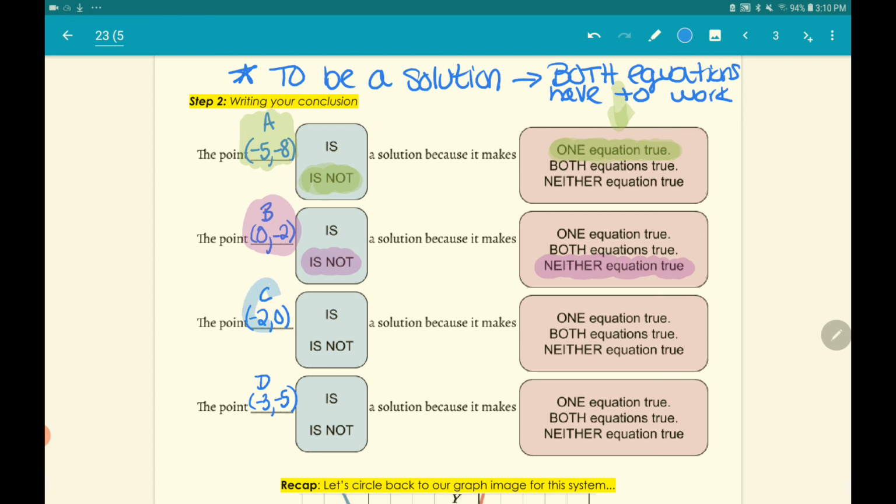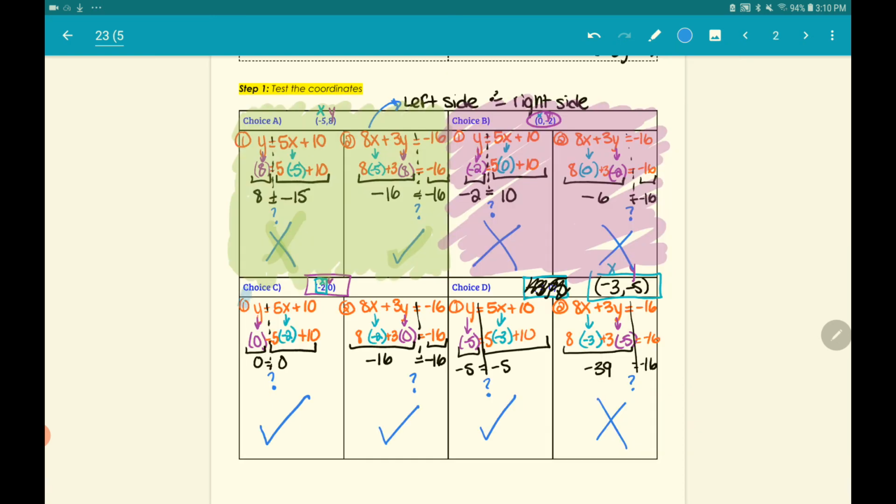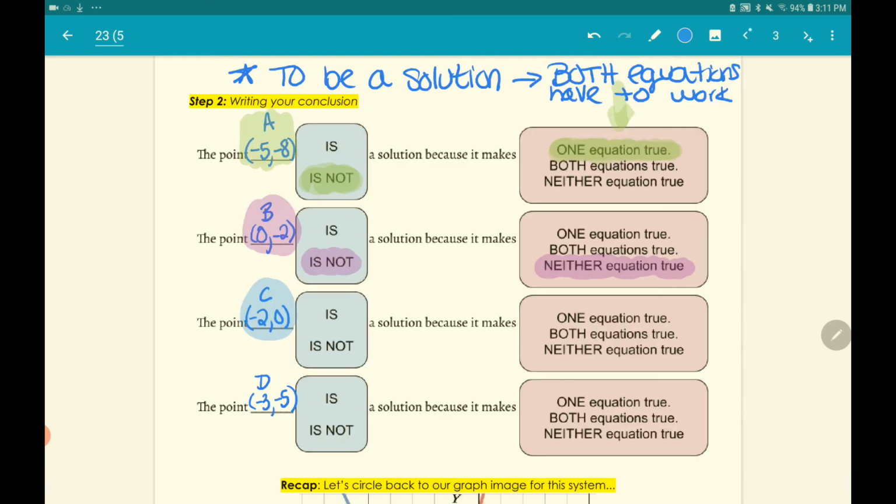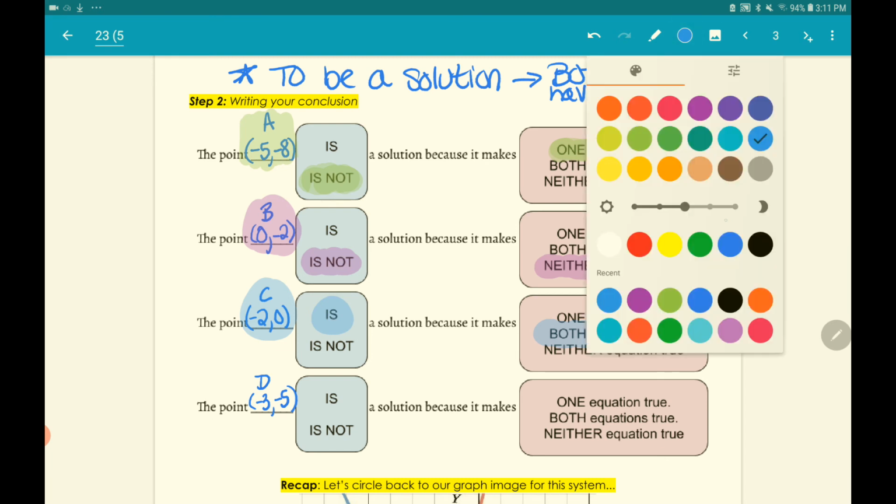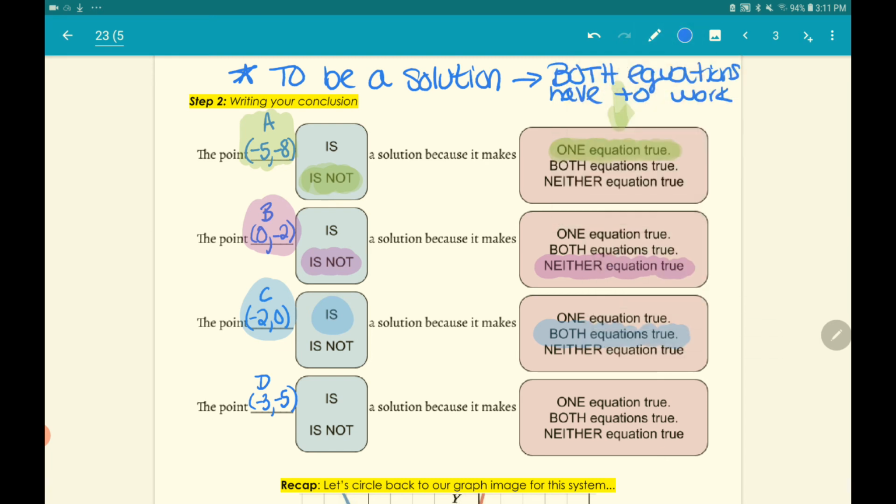All right, let's keep moving along. Let's check out our work for coordinate C. That is down here. Okay, I see two checks, so that meant that both equations are true. So this is or is not a solution. It is our solution. Woohoo! All right, so that means this guy is going to be our answer.